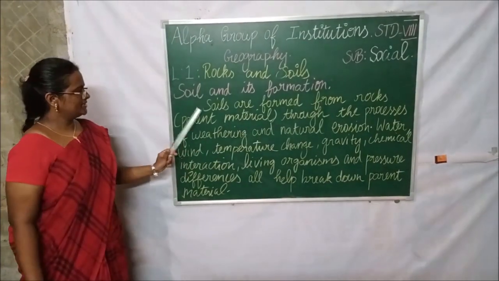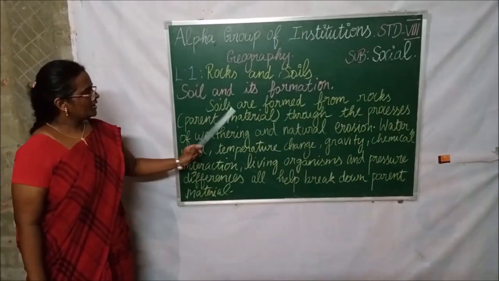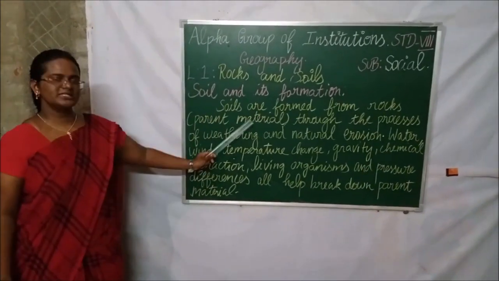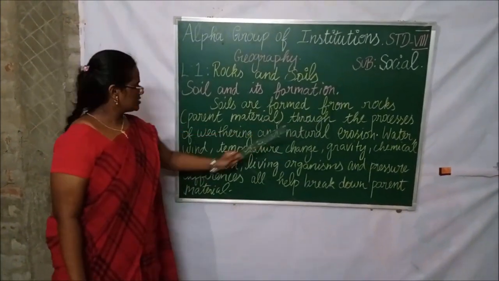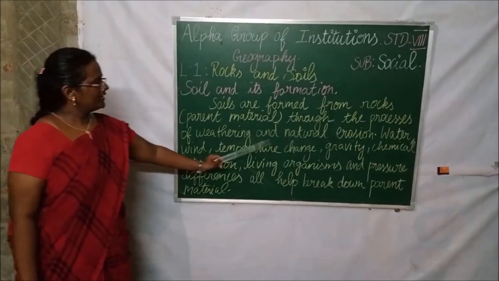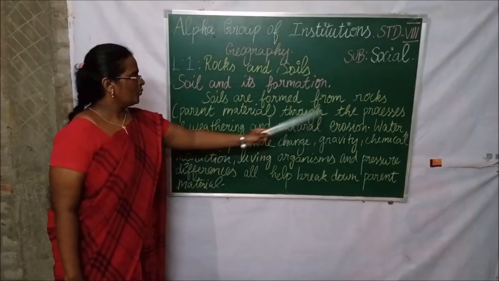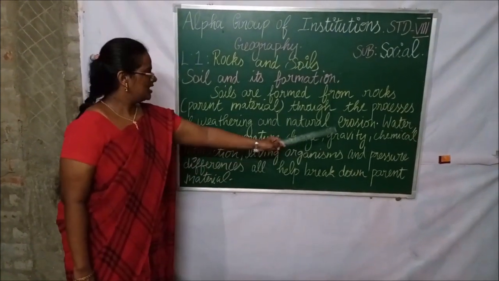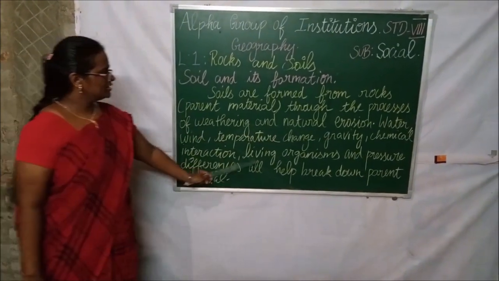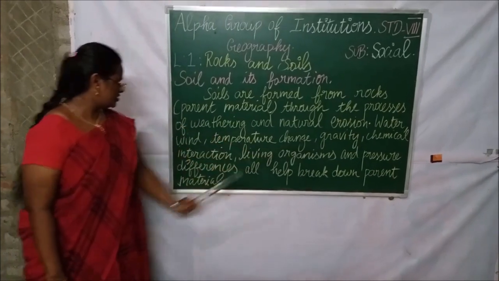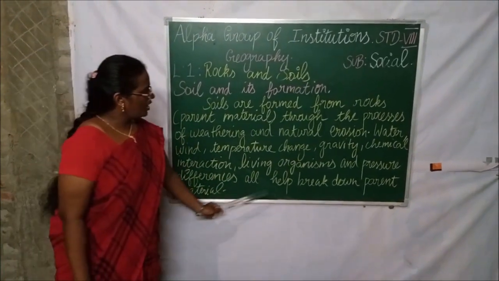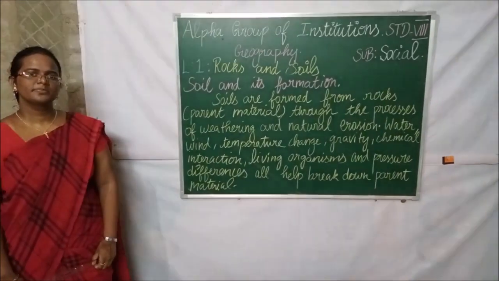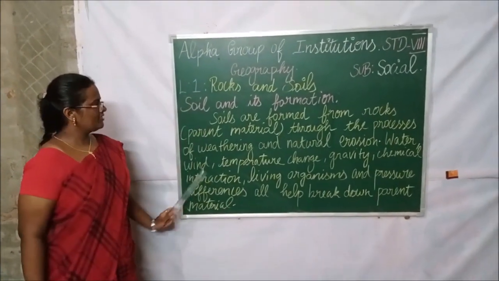So first, let's read the paragraph. Soils are formed from rocks, that is parent material, through the processes of weathering and natural erosion. Water, wind, temperature change, gravity, chemical interaction, living organisms and pressure differences all help break down parent material. Let me explain this paragraph.